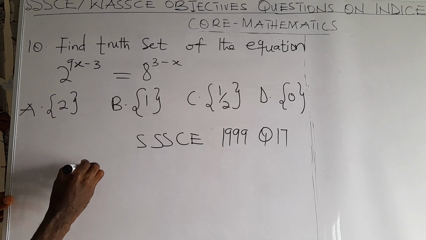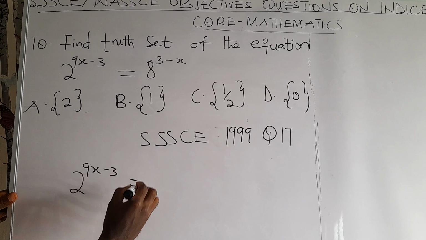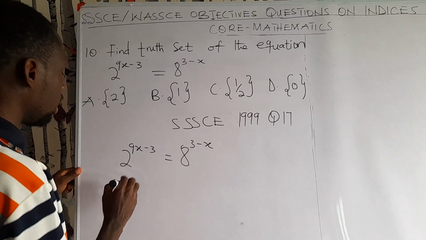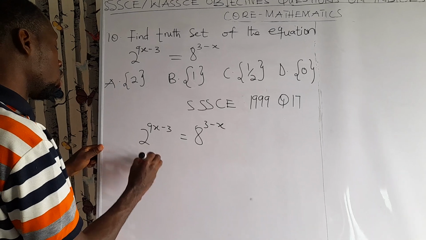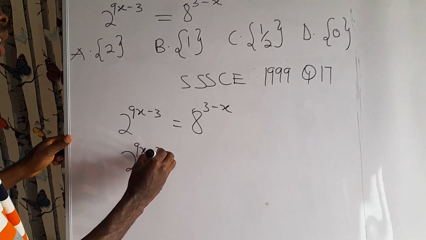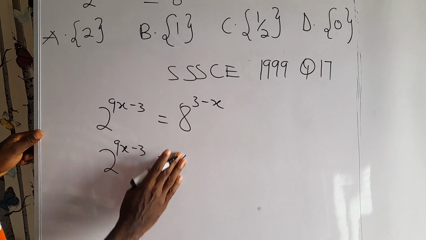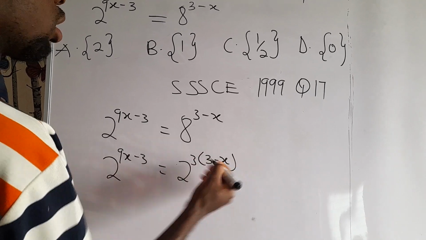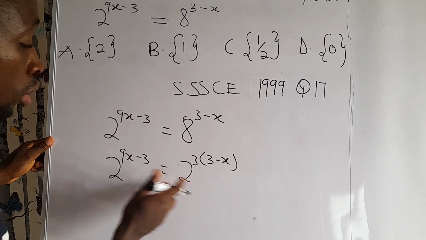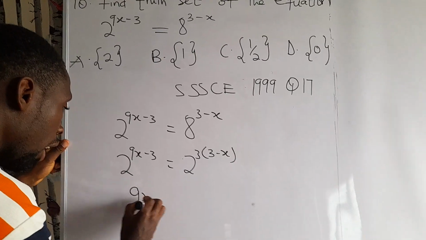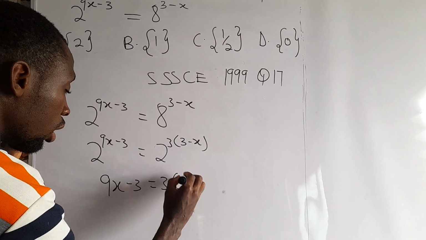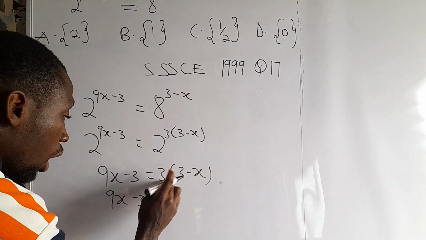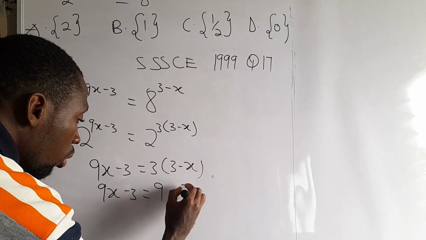So we have 2 exponent 9x minus 3 equals 8 exponent 3 minus x. We have to make sure all the bases are the same, then we are free to equate the exponents. So we have 2 exponent 9x minus 3 equals 2 exponent 3, which is 8, then raised to 3 minus x. Now the bases are the same, so we can equate the exponents. So 9x minus 3 will be equal to 3 bracket 3 minus x. So 9x minus 3 equals 3 times 3, which is 9, then 3 times x, that will be minus 3x.